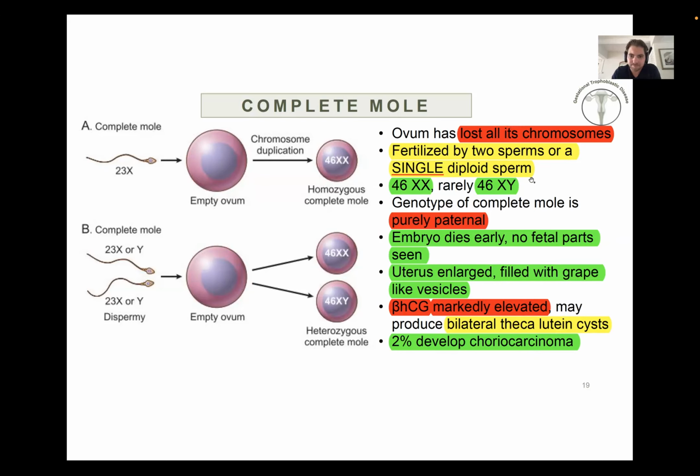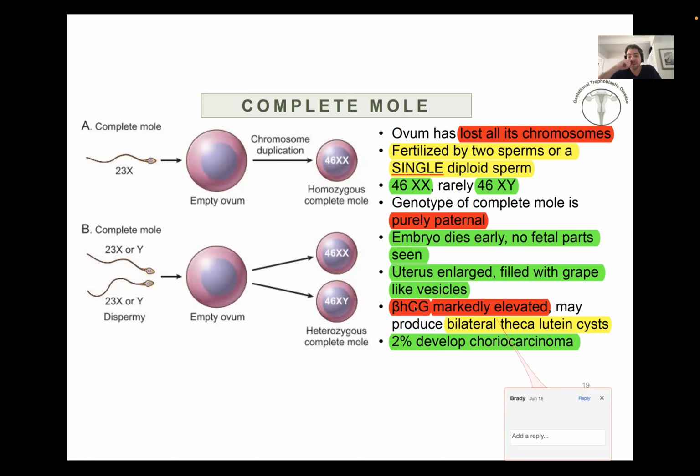Okay, there's no mother component to it. You just use the mother's ovum, but you get 2 copies from dad. This is completely from dad and completely absent of internal parts. But you would definitely see an increased beta HCG, way higher than a normal pregnancy.